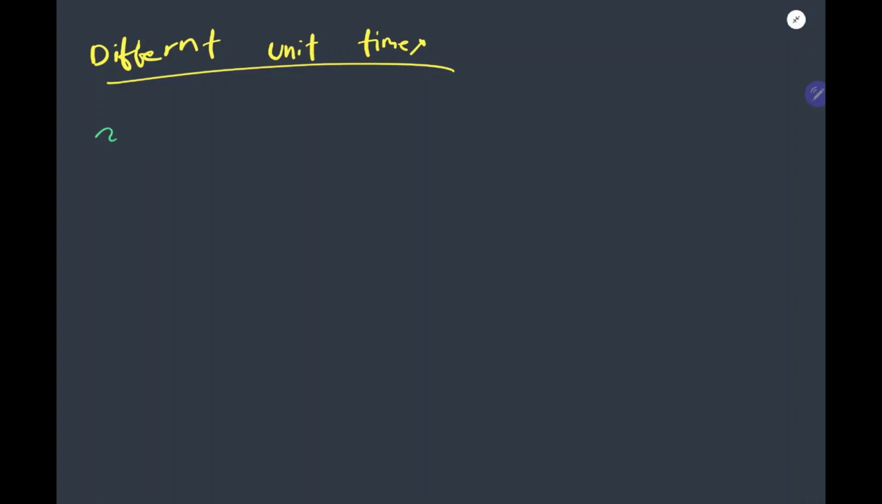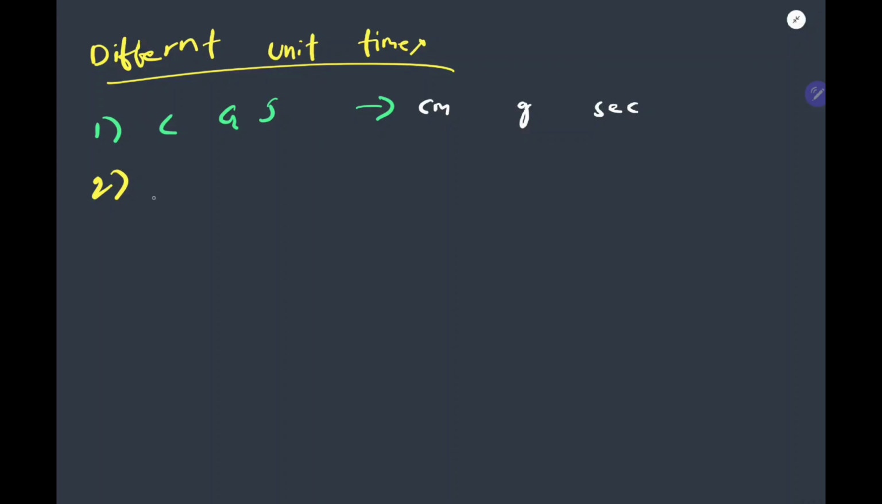So the first unit system is CGS. Actually you know this system, C means centimeter, G means mass, gram. At the same time S means time, seconds. So this is the unit system. And there is a different kind of unit system I will introduce.